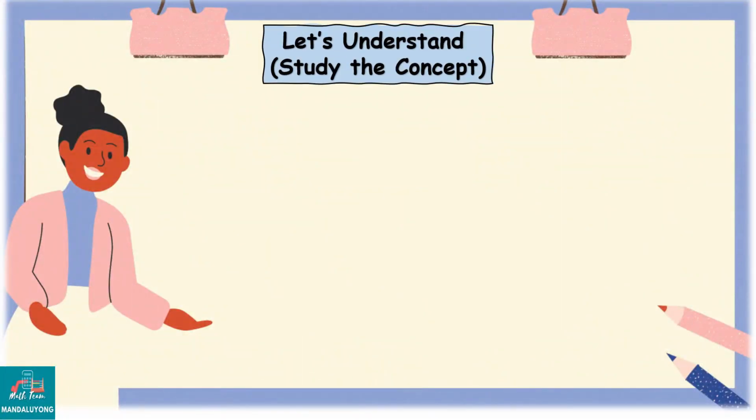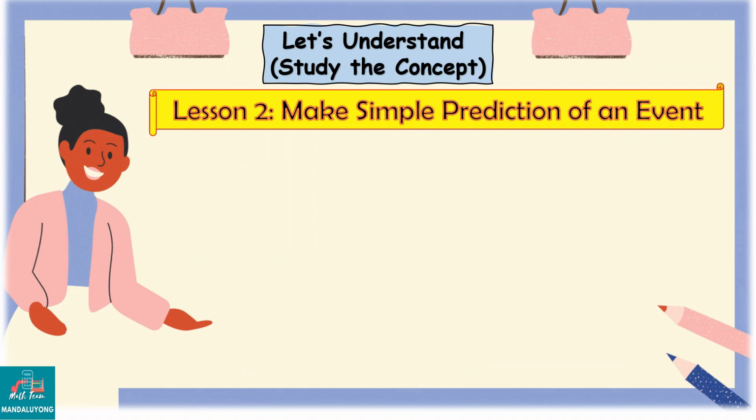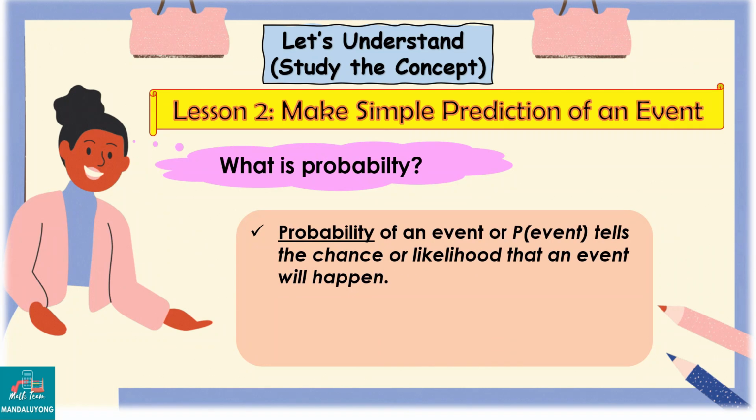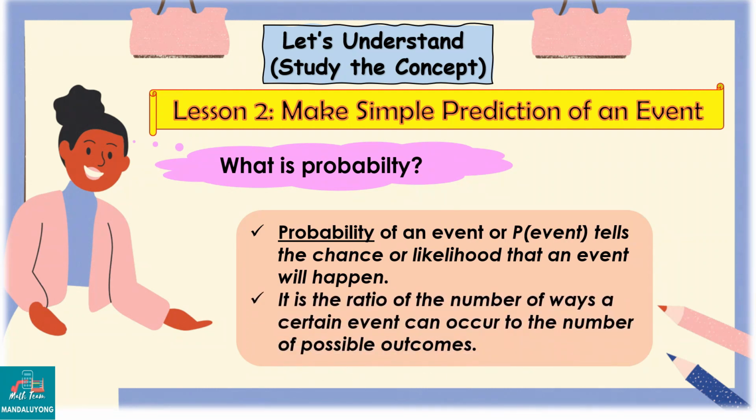Now, let us study the second concept. Lesson 2. Make simple prediction of an event. What is probability? Probability of an event or P event tells the chance or likelihood that an event will happen. It is the ratio of the number of ways a certain event can occur to the number of possible outcomes.